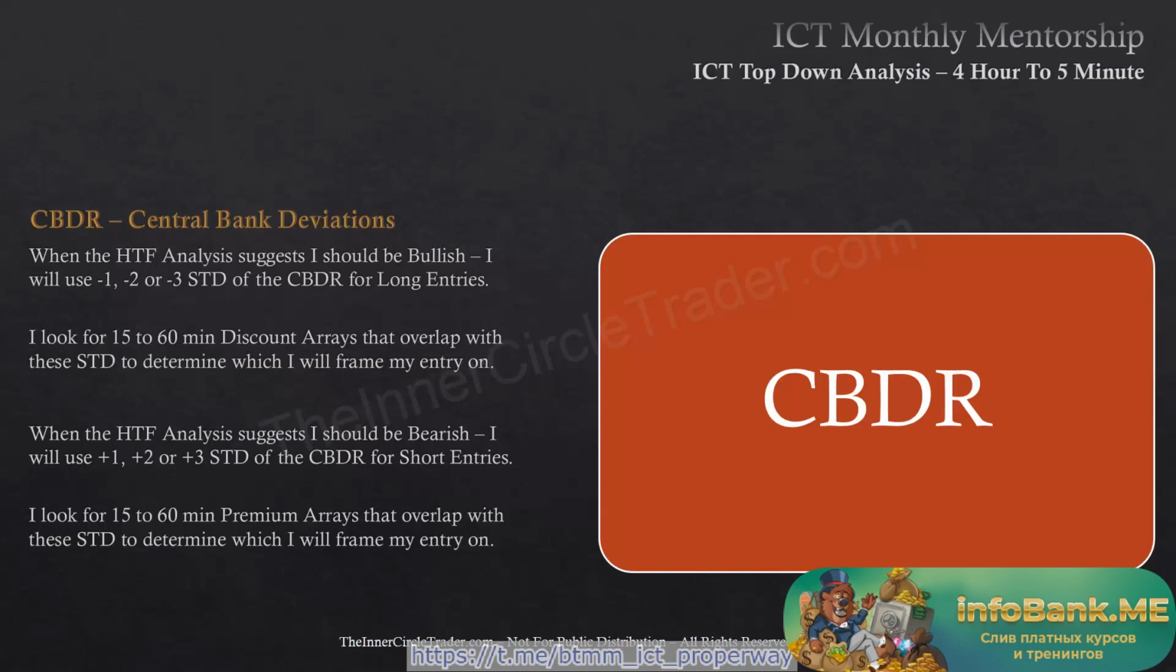So what I'm looking for is standard deviations in the form of 1, 2, or 3 higher when I want to go short, but I'm not just simply selling short on 1 standard deviation or 2 or 3 standard deviations up. I'm looking for a premium array, if I'm bearish, on a 60-minute time frame that will overlap with that same standard deviation. So it's a matter of blending. I don't just indiscriminately add 1 or 2 deviations and say, okay, I'm going to go short there. I'm looking for a 60-minute, less than 4 hour, or a 15-minute premium array.